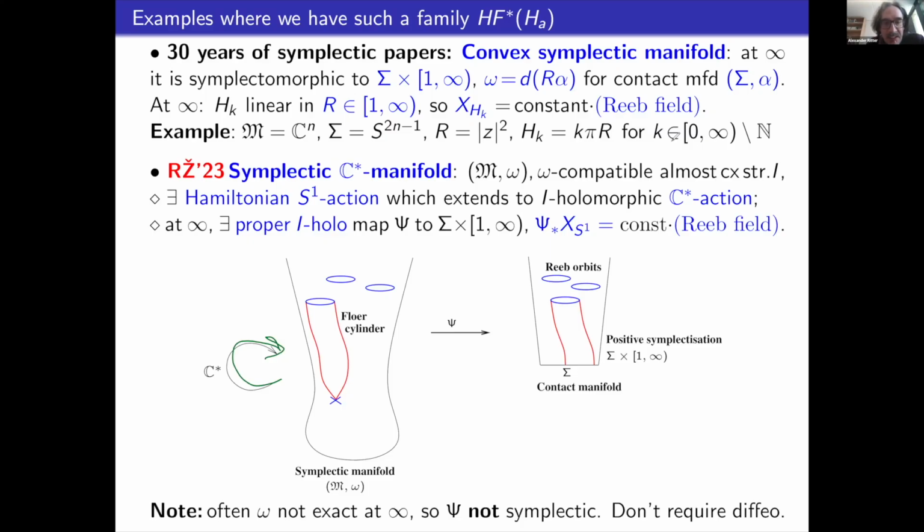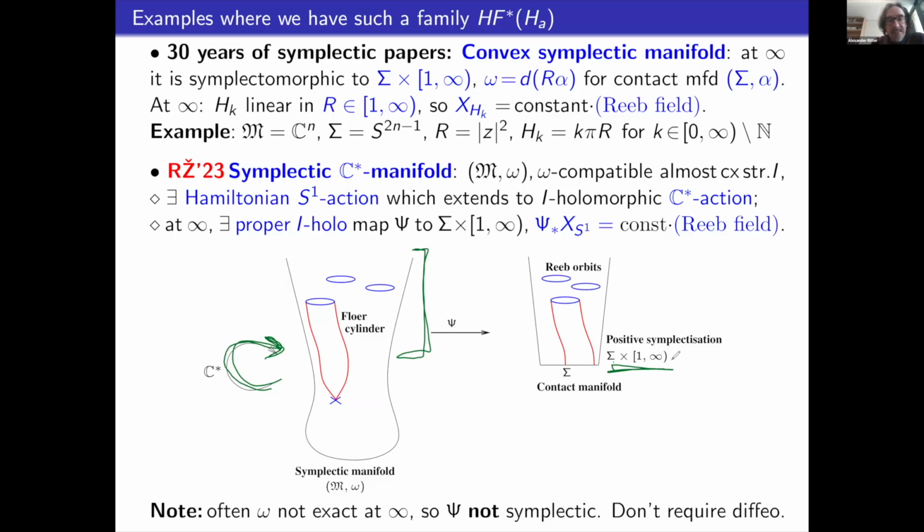We have our non-compact symplectic manifold. We have a C star action, and now I'm assuming that here at infinity we have a map to this positive symplectization. Now we don't assume anymore that this is a symplectomorphism. So this map here doesn't even need to be a diffeomorphism. And in fact, this target symplectization could have a very, very high dimension compared to your original manifold M.